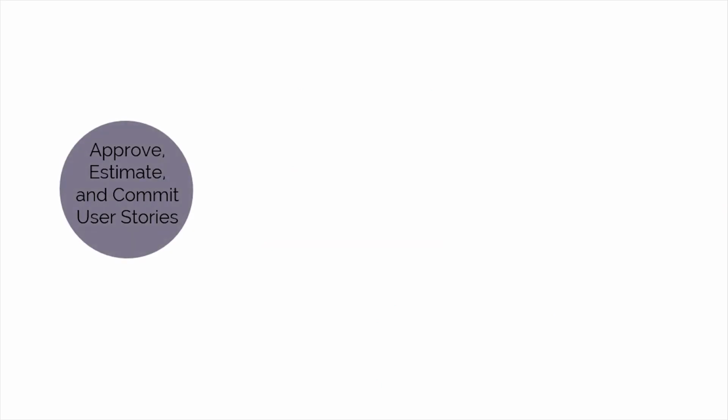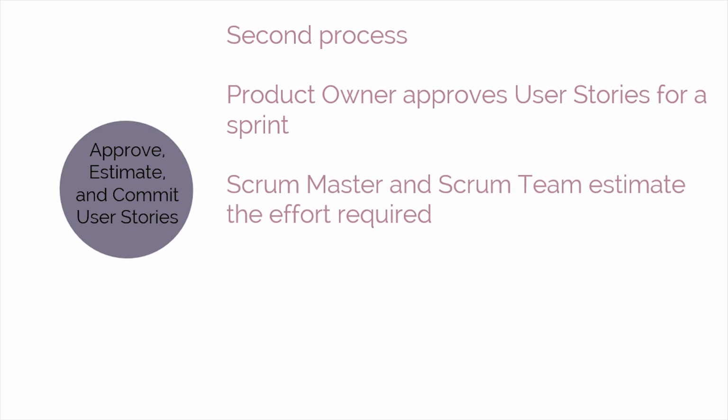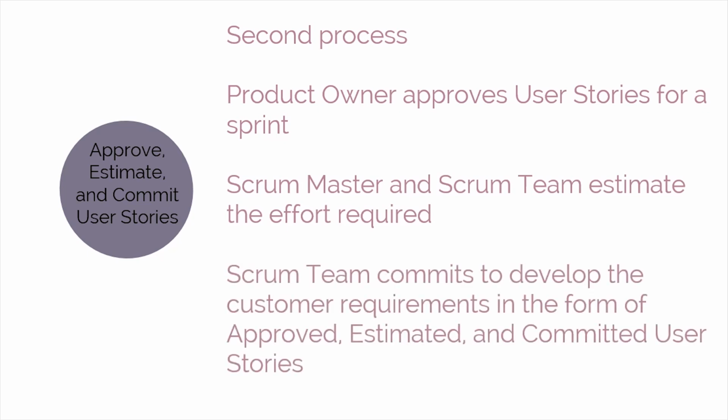Approve, estimate, and commit user stories is the next process. In this process, the product owner approves user stories for a sprint. Then, the Scrum Master and Scrum team estimate the effort required to develop the functionality described in each user story. And the Scrum team commits to develop the customer requirements in the form of approved, estimated, and committed user stories.